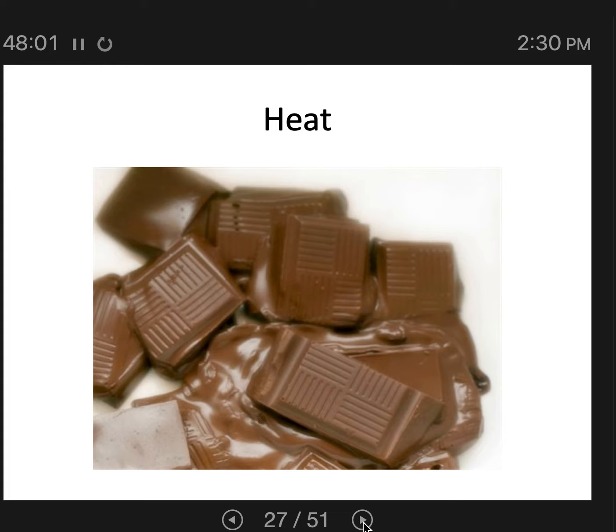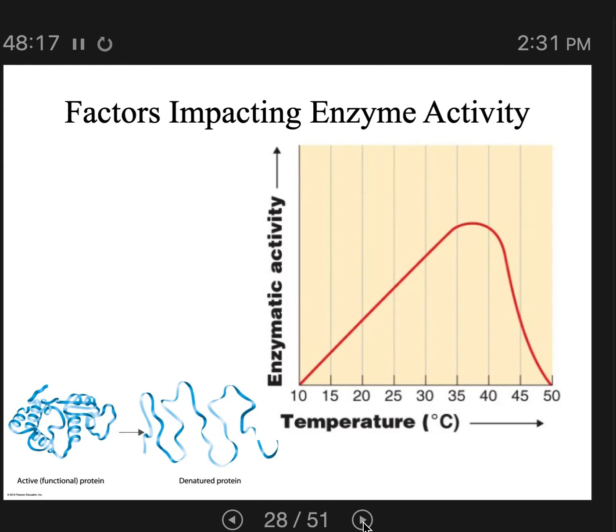So different lipids, depending on their chemical structure, will be solid or liquid at different temperatures, but all of them, regardless of the lipid you're talking about, you invest energy, it's going to liquefy. You take the energy away, it's going to solidify. All right, so let's apply this more directly to the cell.